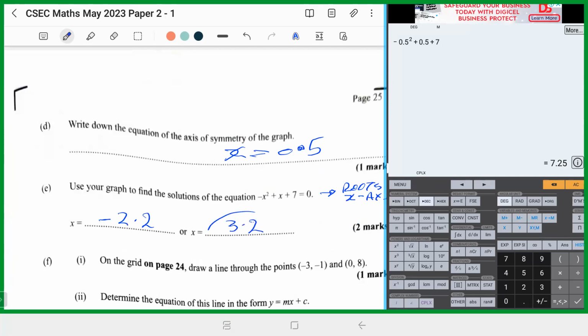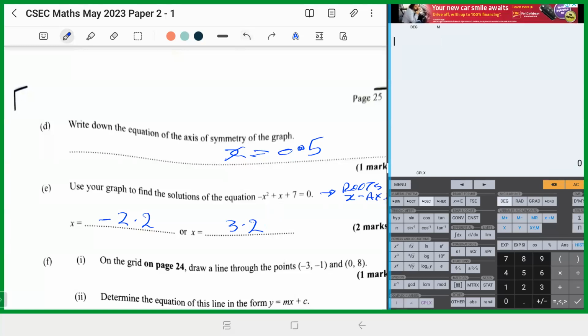I can test if these values are correct or near correct by plugging them into the formula to see if we get 0. Right? In the exam, you can just check it to make sure. I'm going to put minus 3.2 squared plus 3.2 plus 7. I get negative 0.04. That is close enough to 0, so I can accept that, right?